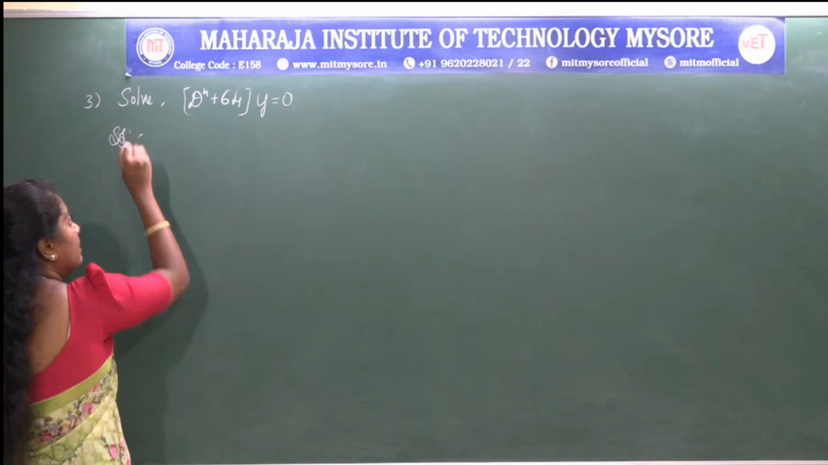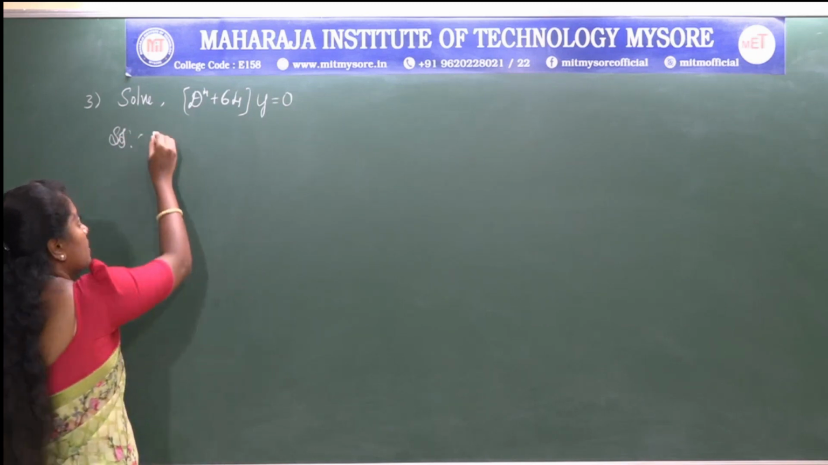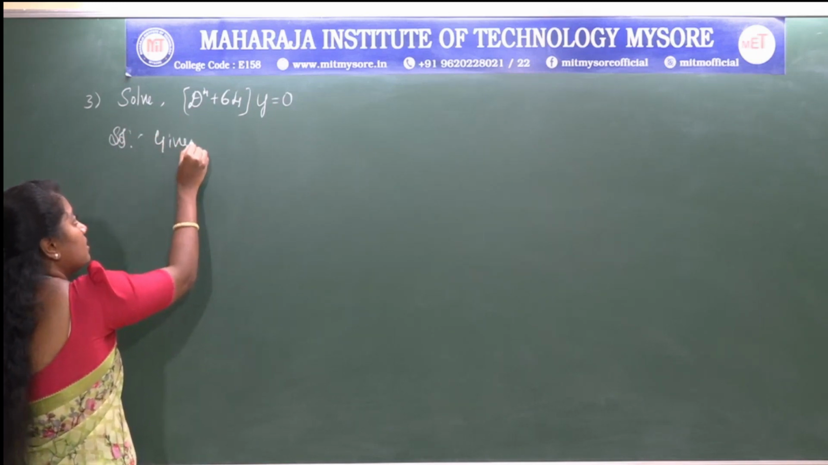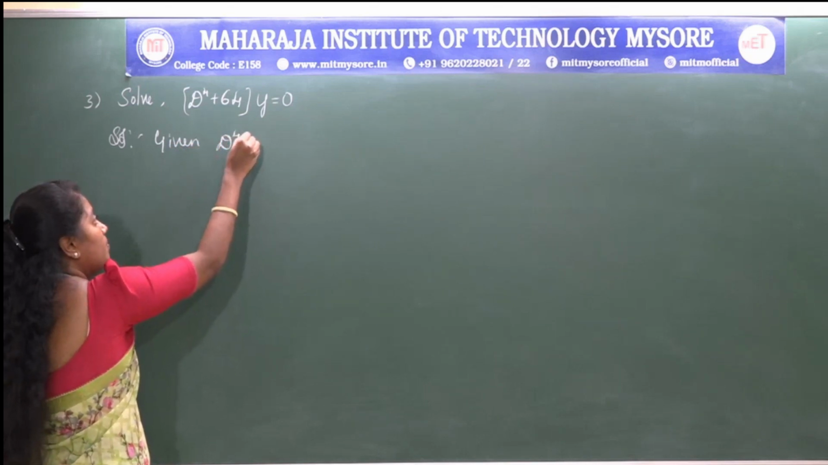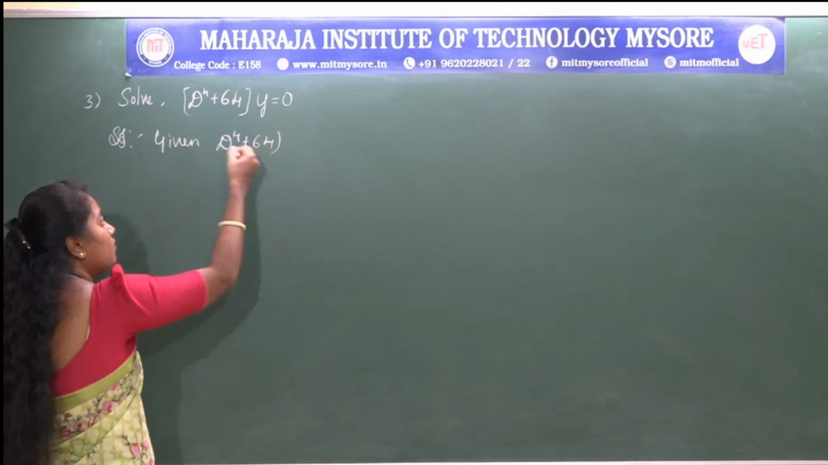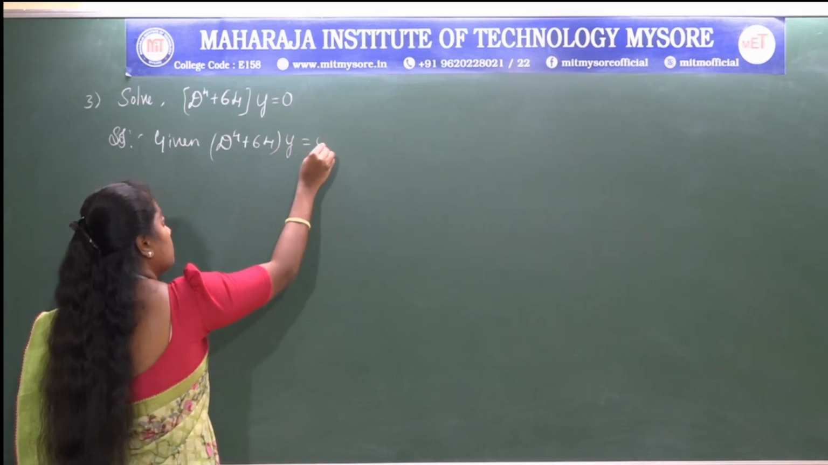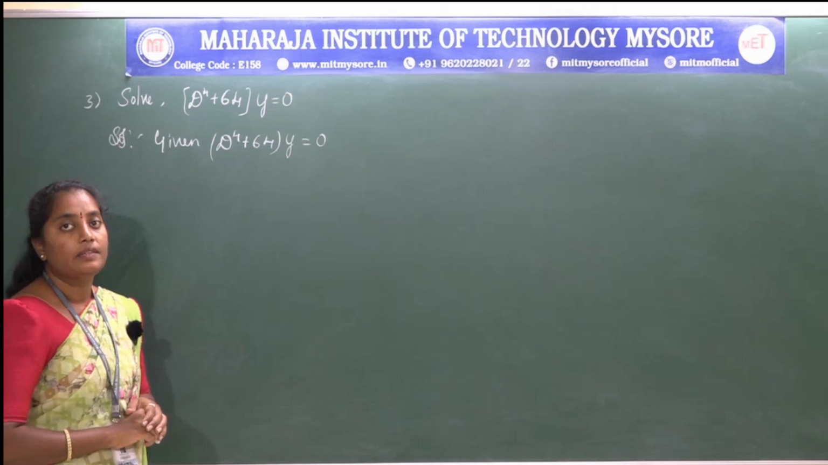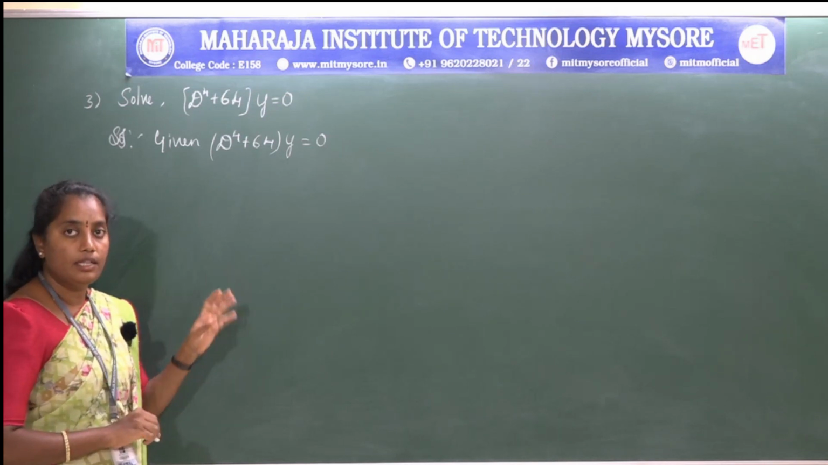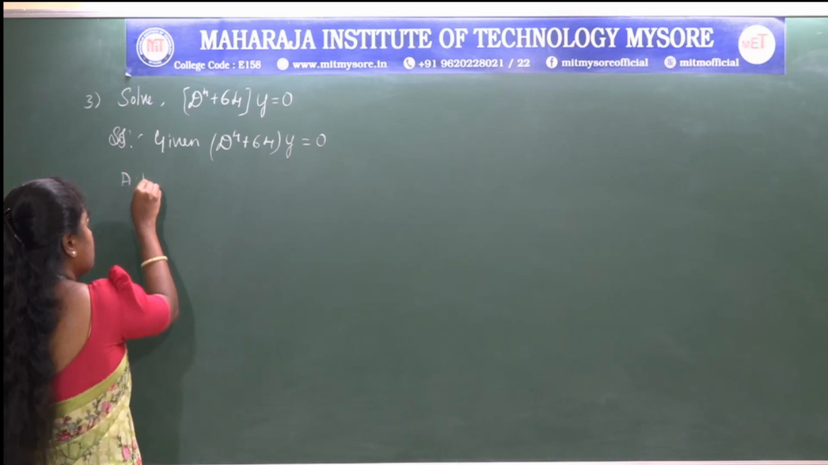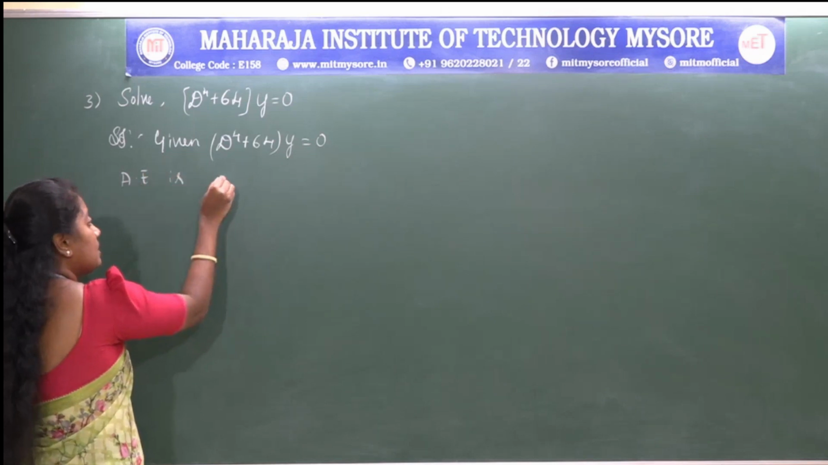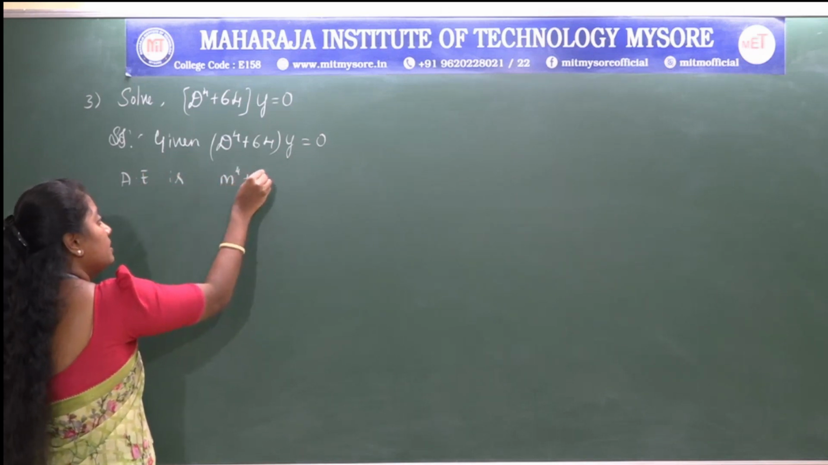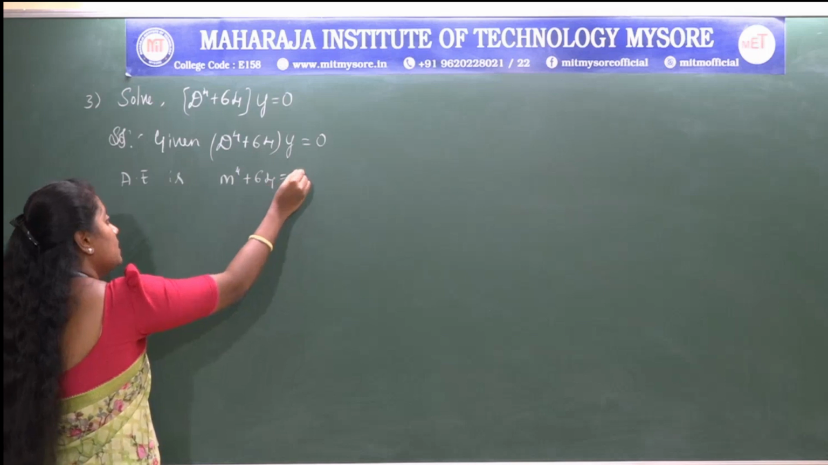For that, first find the auxiliary equation. Here it is given that D to the power of 4 plus 64 of y equal to 0. It is a homogeneous equation since phi of x is equal to 0. That means we need to find y_c only. And the auxiliary equation is m to the power of 4 plus 64 is equal to 0.